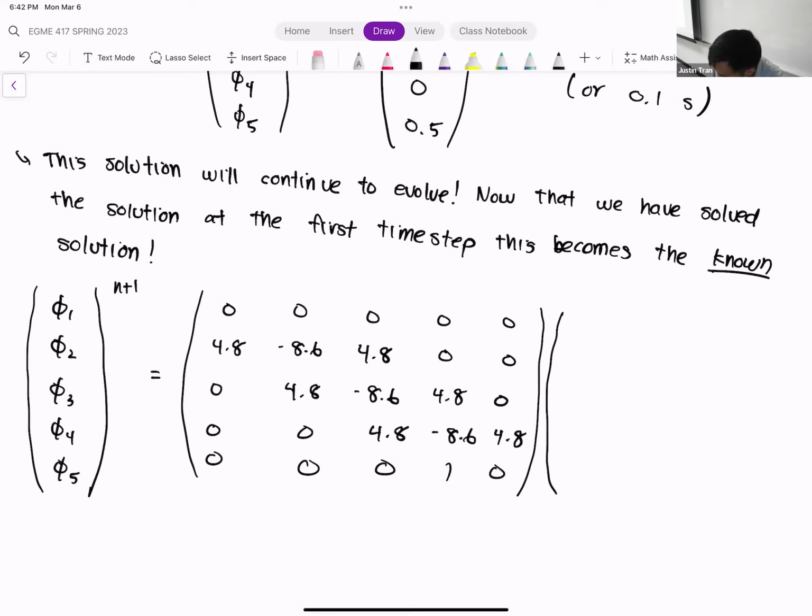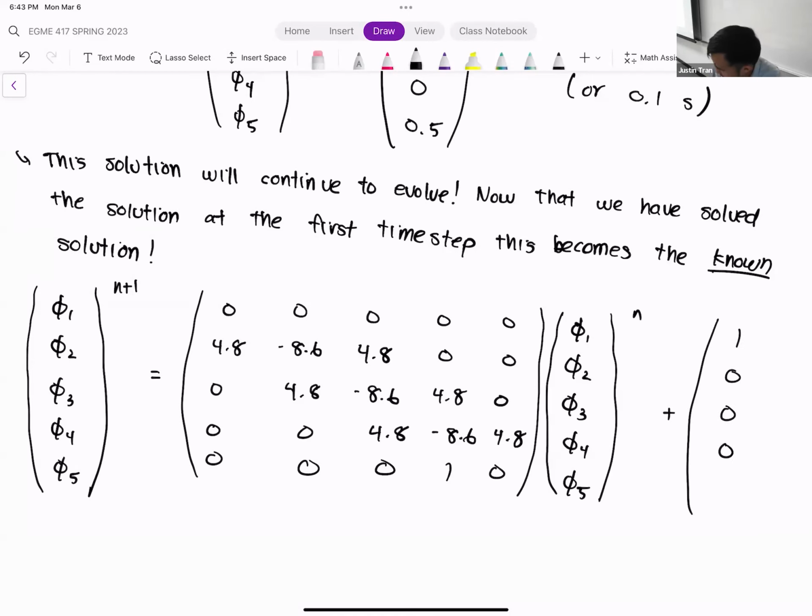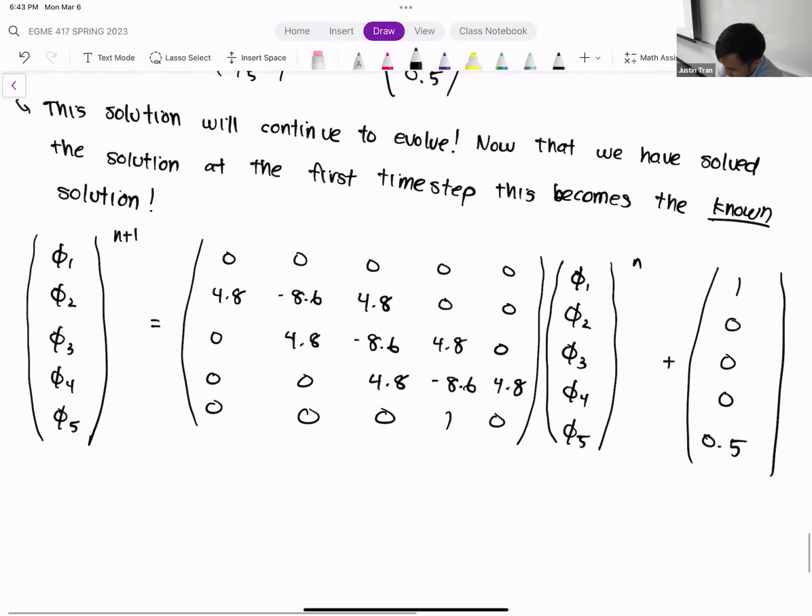If we go back to the original form of the equation, this would be phi1, phi2, phi3, phi4, phi5 at n plus 1, plus the vector 0, 0, 0, 0.5. So this is just a copy of our original equation from above. The reason I copied it again is to illustrate how we can use this for all the future time steps.